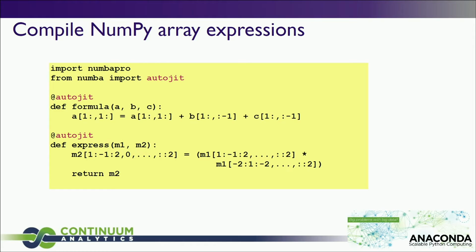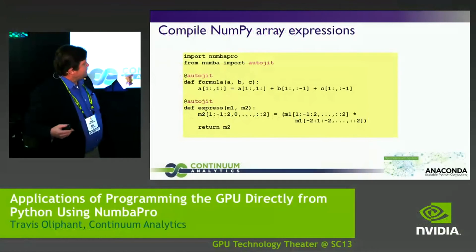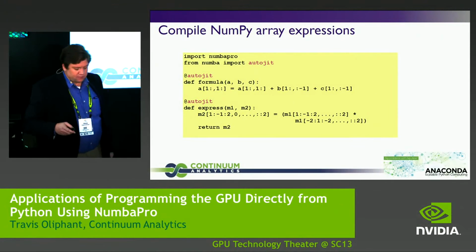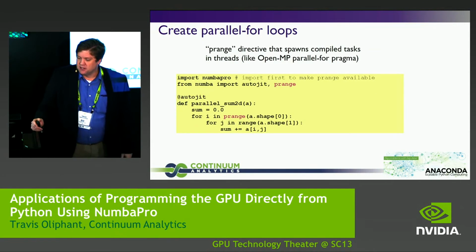A, B, and C are arrays, and I'm essentially doing a simple operation with arrays and storing it in another array. There are no loops in there, but AutoJIT constructs native code that does the equivalent, does the needed routines. And you can even do different kinds of slicing and other types of expressions. So that's one thing that it provides.